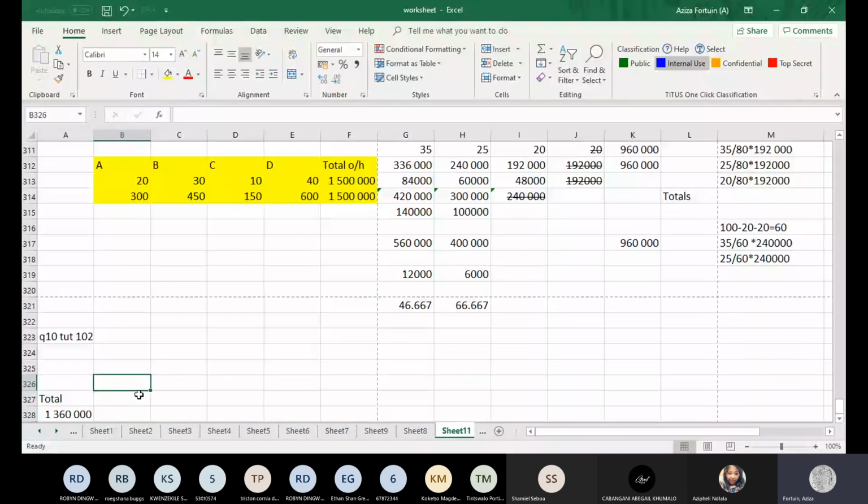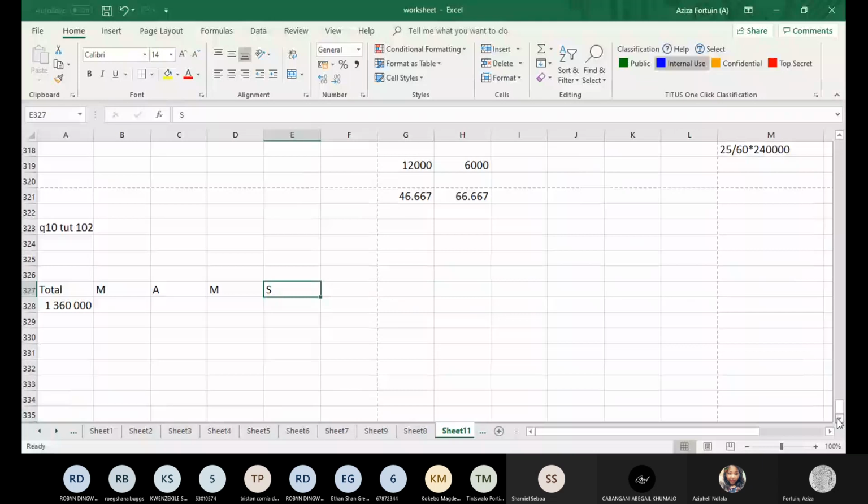So you've got production departments M, A, and M and S. Okay, this is machining, assembly, maintenance, and stores. So I want you to give me the overheads per department. Just one minute. Just apportion it for me.